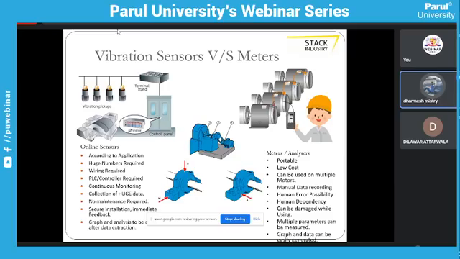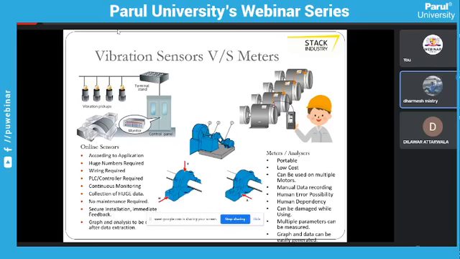So if they have a small number of motors, pumps or gearboxes which are not that important, meaning the plant is not running 24x7 and these are not critical motors, then what industrial people do is use a vibration meter. A vibration meter is a portable low cost device with a magnetic probe which we can put on different motors and different pumps at different times, and we can note down the data.